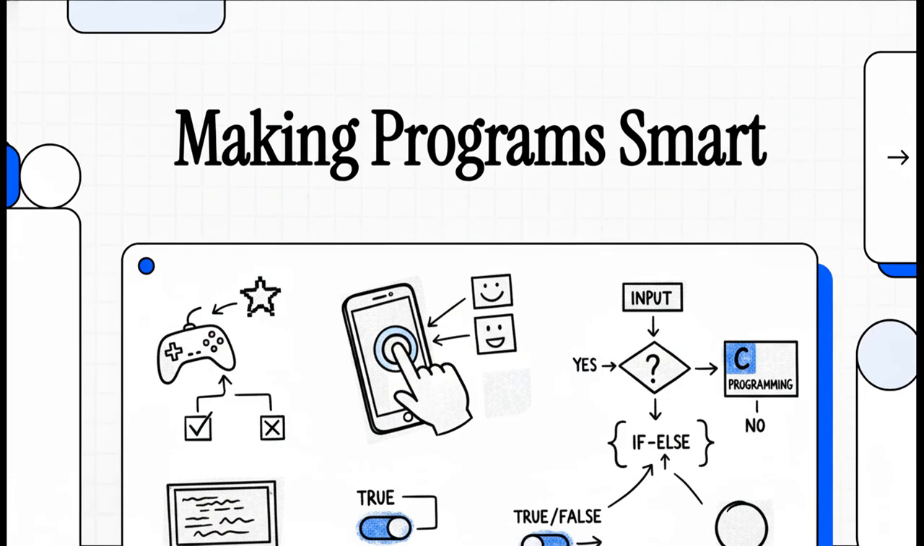Ever wonder how a video game knows you've won? Or how your phone reacts the instant you tap a button? Well, at their core, those are just decisions. And today, we're going to pull back the curtain and see exactly how we teach a computer to think, to make choices, using the C programming language.